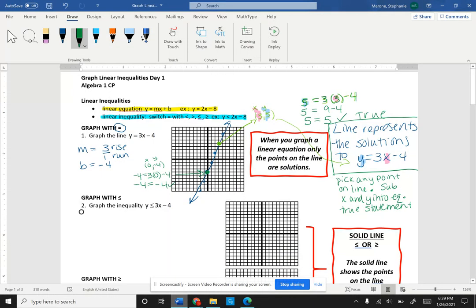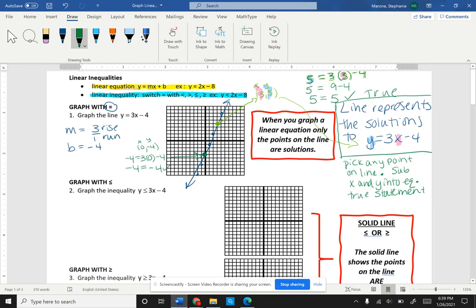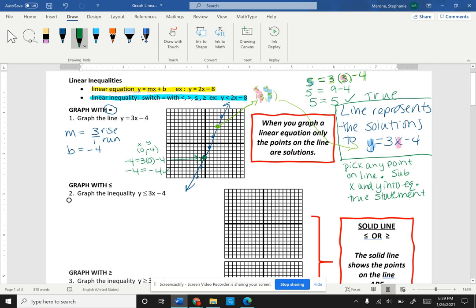Now graphing inequalities is very similar. So we still graph the slope, and the y-intercept is -4. So we still go up 3, right 1, up 3, right 1, and so forth. So before I graph this line, we're going to pause for a second. What we are graphing is the solutions to this inequality.